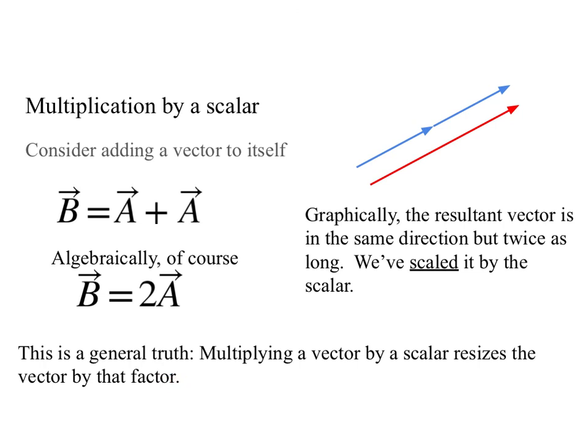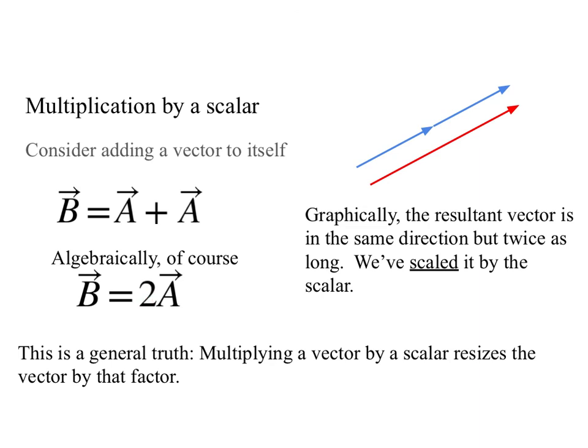It works if you use numbers bigger than 1, in which case the vector gets larger. And it works if you have numbers less than 1, in which case the vector gets smaller. And it works if you have numbers that are negative, which will both scale the vector and flip its direction. So everything behaves sort of the way we'd expect it to behave algebraically, and graphically is pretty easy to interpret.